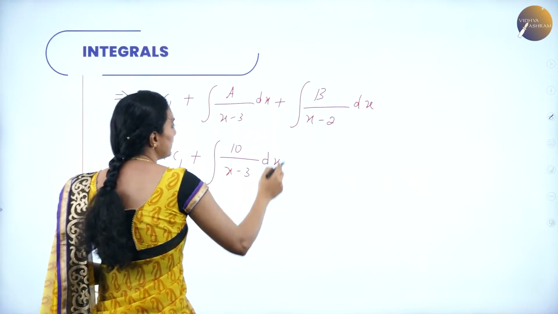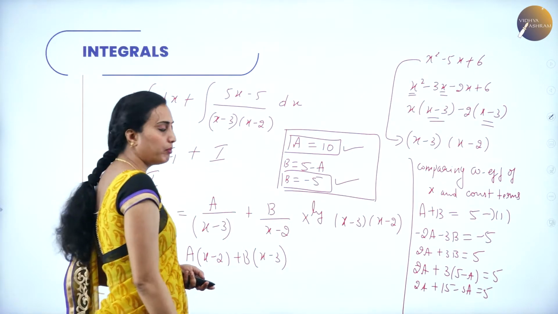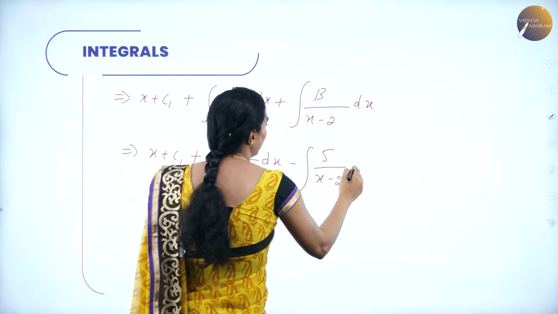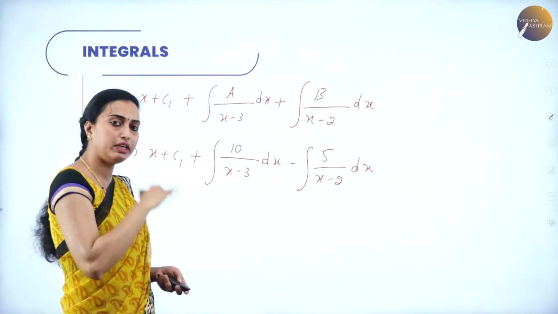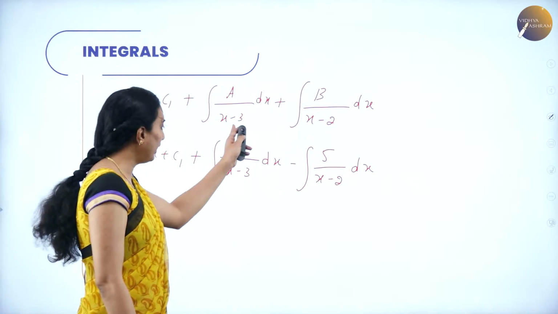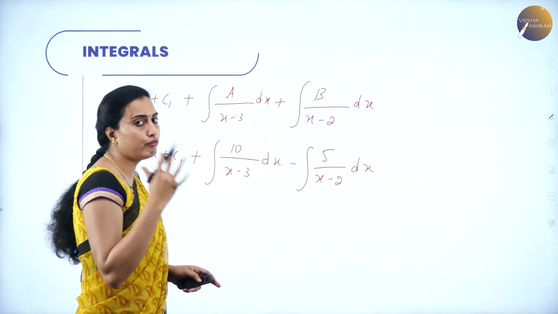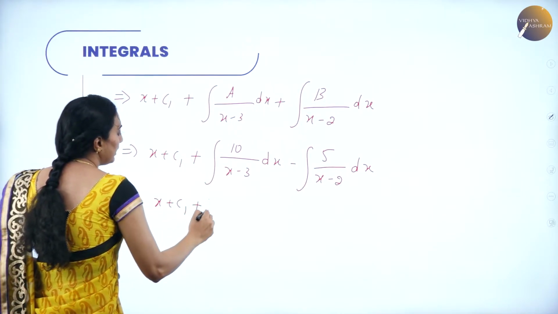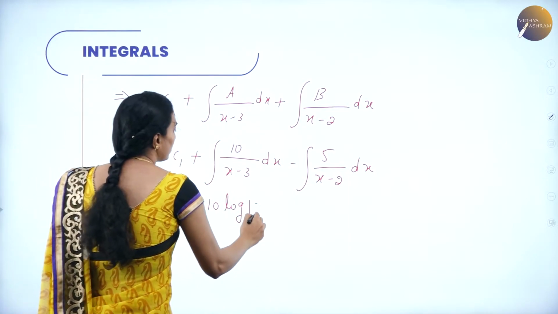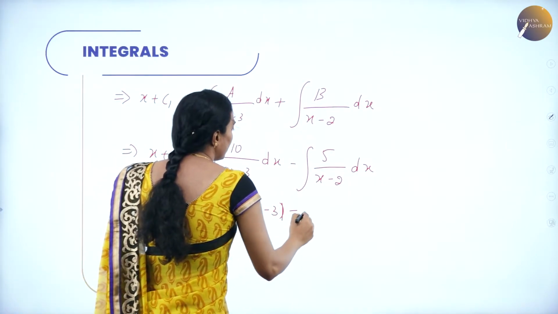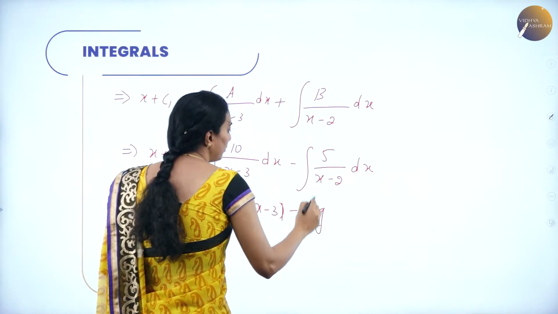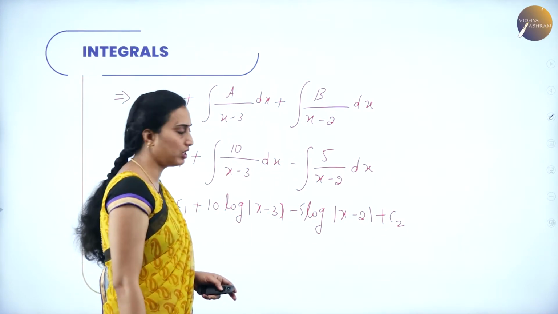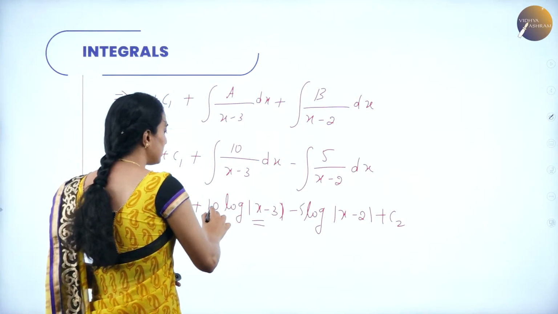10 can be taken outside, plus into minus, because the b value has a minus symbol. So plus into minus is minus, the integral of 5 divided by x minus 2 into dx. Now since it is a constant, 10 can be taken outside, and 5 can be taken outside. The integration of 1 divided by x minus 3 is log of modulus of x minus 3, so we have x plus c1 plus 10 into log of modulus of x minus 3 minus 5 into log of modulus of x minus 2 plus c2.